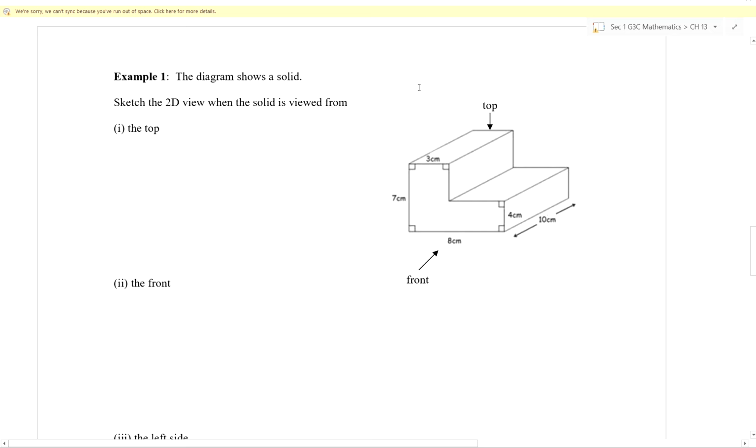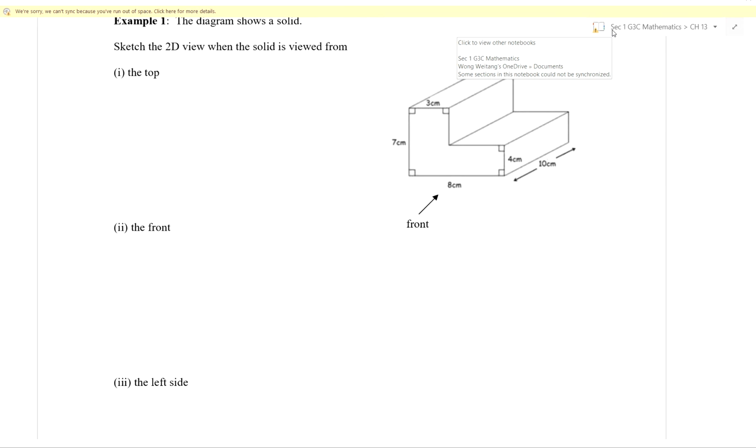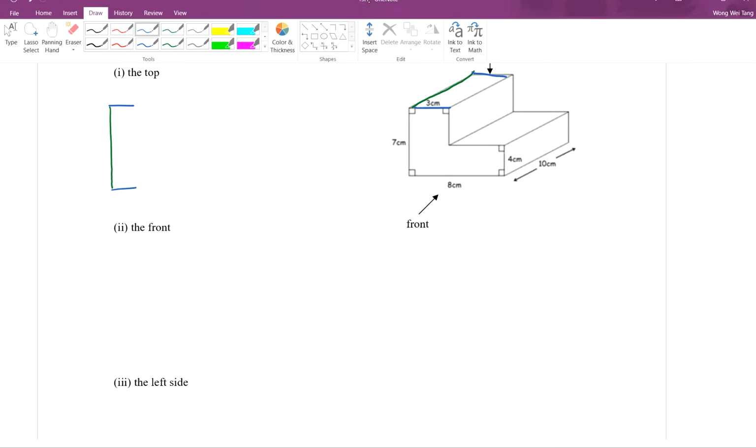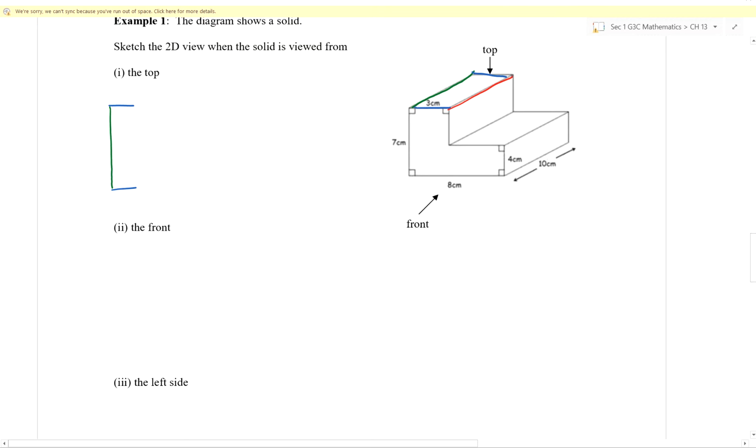Now moving on to example number 1. We are supposed to sketch the 2D view of this object when it is viewed from the top. If you do not have a model of this shape, you have to visualize it and imagine what you will be seeing. From the top, I'll be drawing this particular line first, right here. Next, let's continue with 2 blue lines. They are pretty short. Then let's draw this straight line. Now viewing from the top, these 2 red lines will coincide with each other, so I'll not repeat the red line.